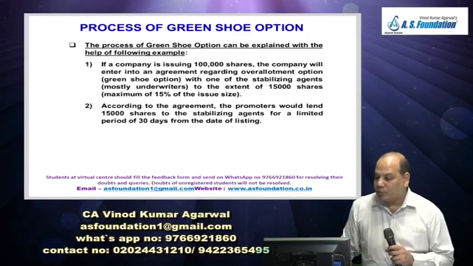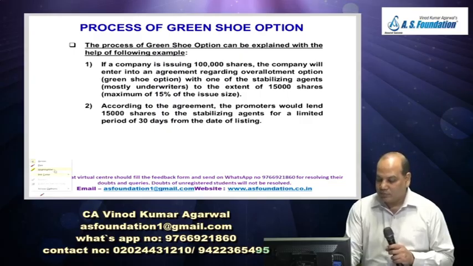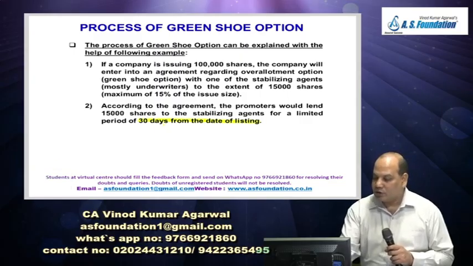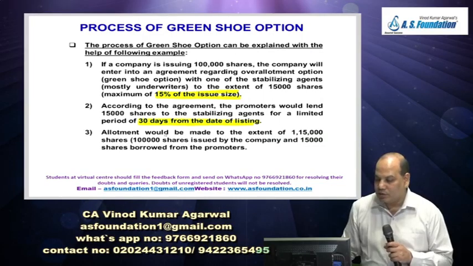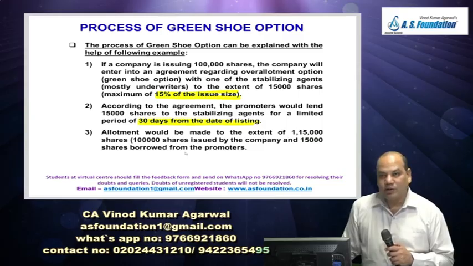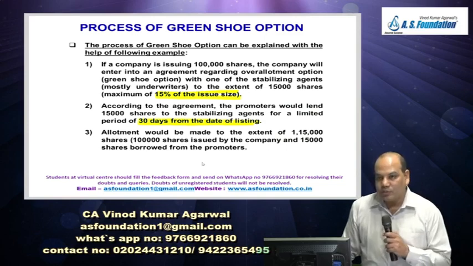According to the agreement, the promoters would lend 15,000 shares to the stabilizing agent for a limited period of 30 days from the date of listing. Underline, this facility is only for 30 days and it is 15% of the issue size. So these are some numbers which you will have to remember. So allotment will be made to the extent of 1,15,000 shares: 1 lakh shares issued by the company and 15,000 shares borrowed from the promoters.